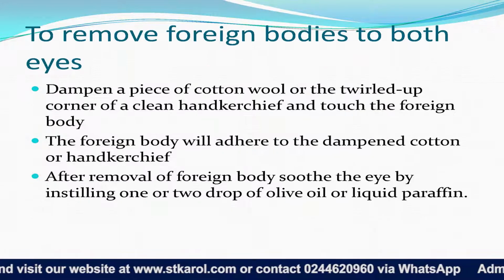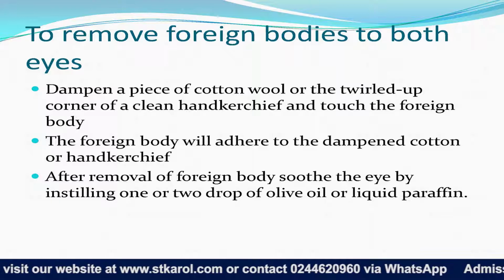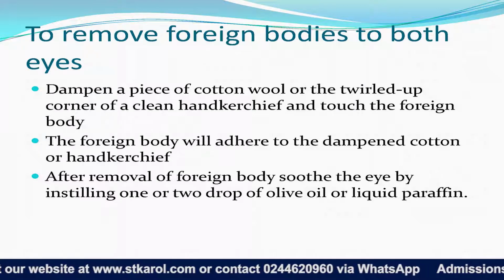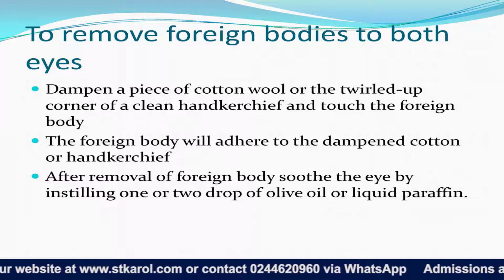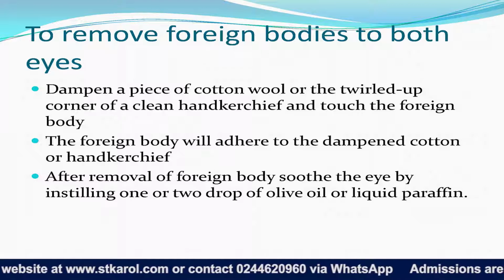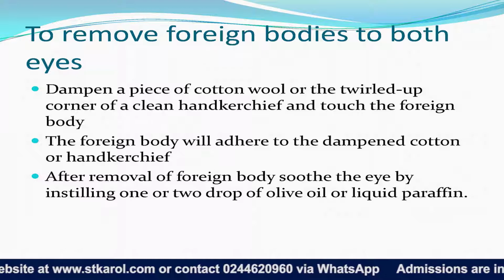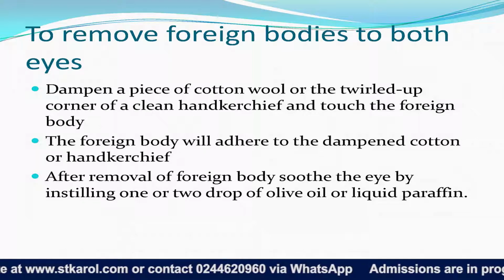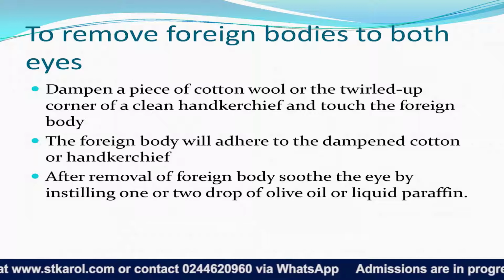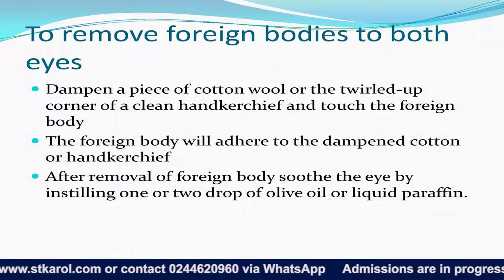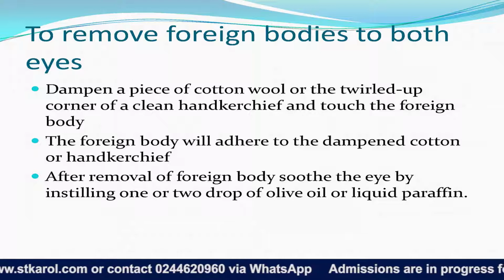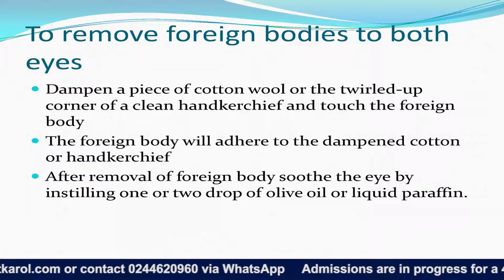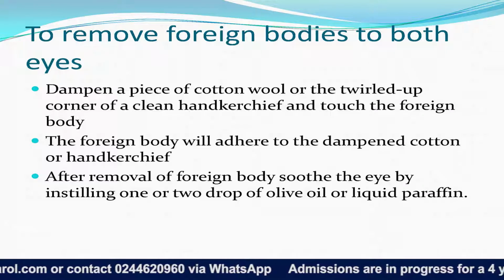So to remove a foreign body from the eyes, dampen a piece of cotton wool or a twirled-up corner of a clean handkerchief and touch the foreign body. Then the foreign body will adhere to the damp cotton or handkerchief. After removal of the foreign body, soothe the eye by instilling 1 or 2 drops of olive oil or paraffin oil.